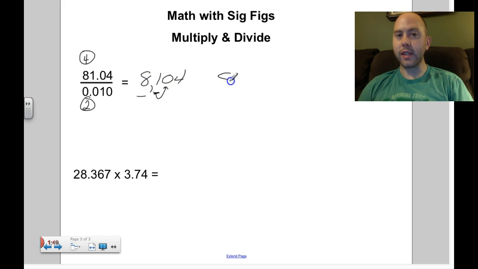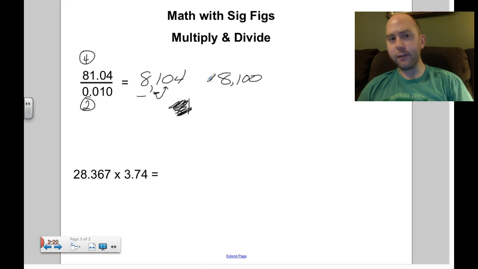So my answer is 8,100. Be very careful, this is a very common mistake. Don't go, oh, the answer is 81. That is only 2 sig figs, but 81 and 8,100 are totally different numbers. They both have 2 sig figs, but they're totally different numbers. So make sure you keep all those other zeros. You need your what are called placeholders. Very important.